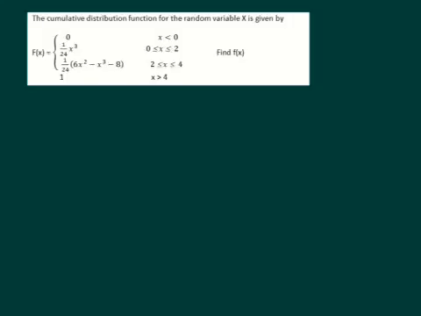Now, final example. What we've got at this point is the capital F of x expression, and we want to find the small f of x. So we're given the cumulative distribution function, we need to find the probability density function.